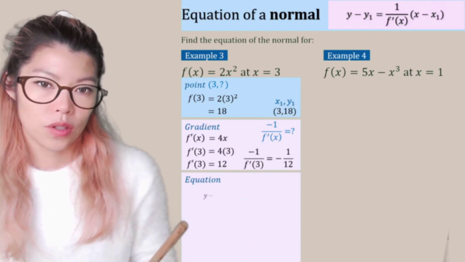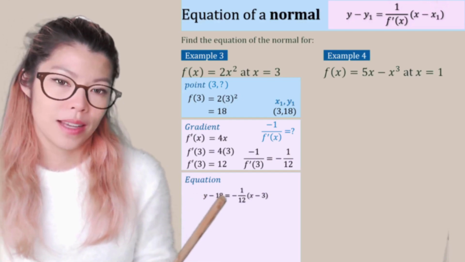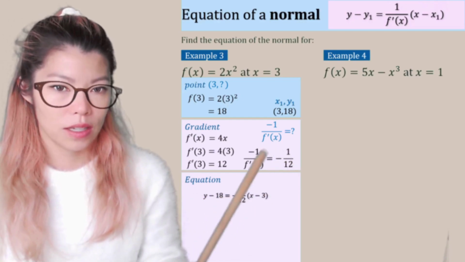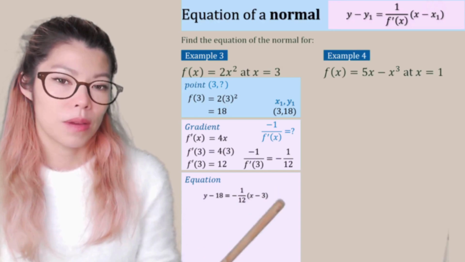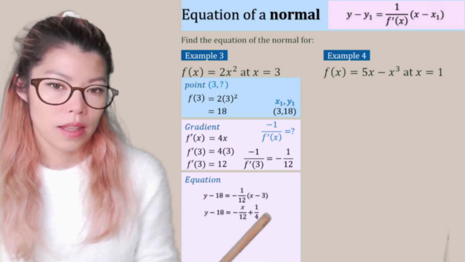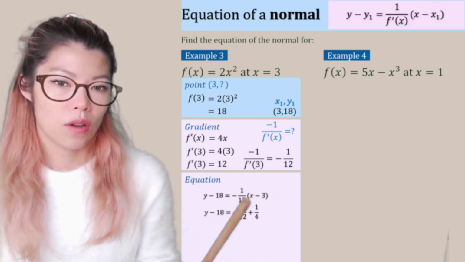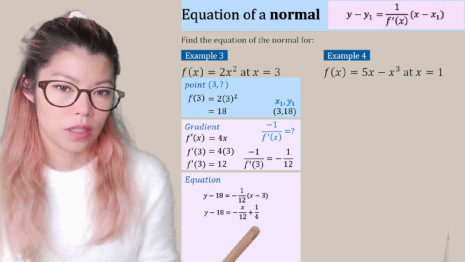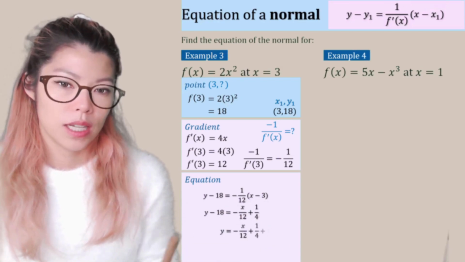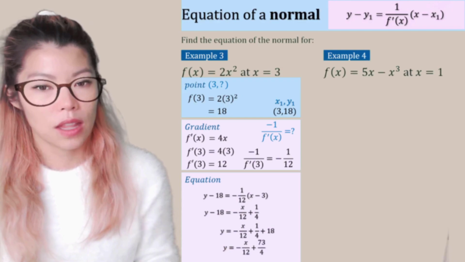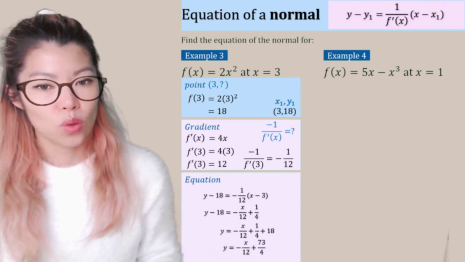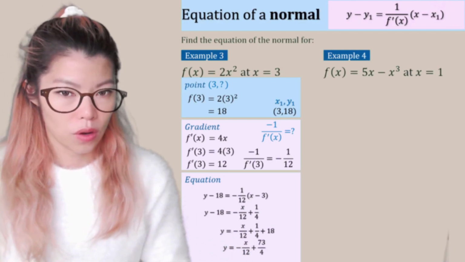Then subbing into the equation, we have y minus 18 equals, now the gradient is minus 1 over 12, x minus 3. So let's expand that. Minus 1 over 12 times 3 is minus 1/4. Then bring the 18 over the other side, add it together, and we have minus x over 12 plus 73 over 4.